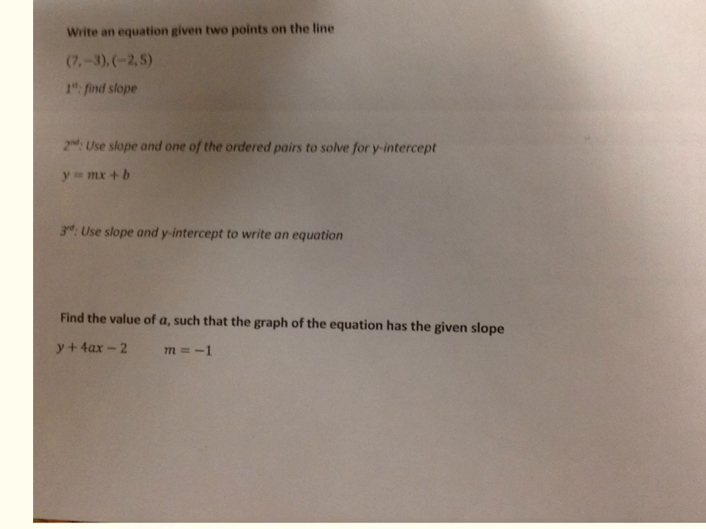The first thing that we need to do is find the slope, and that is using the y2 minus y1 over x2 minus x1. So I have 5 minus a negative 3, or 5 plus 3, over a negative 2 minus 7. So my slope is a negative 8 ninths. So that's what m is. M equals negative 8 ninths.